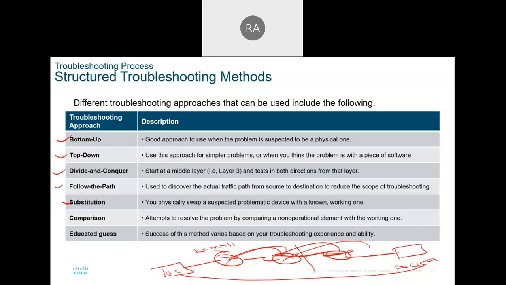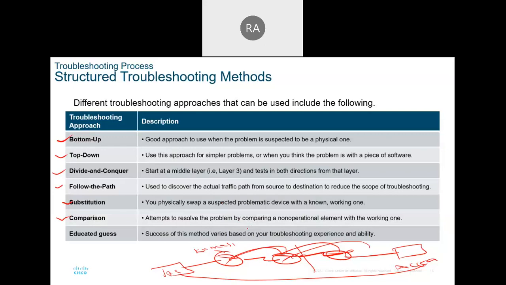Then you can troubleshoot by doing substitution. A cable that has been working before, all of a sudden they said it can't browse. Come in with a cable you know that you have been using that is working. A device that is no longer working, come in with a device you know that is working. Comparison: attempt to resolve the problem by comparing a non-operating element with the working one.